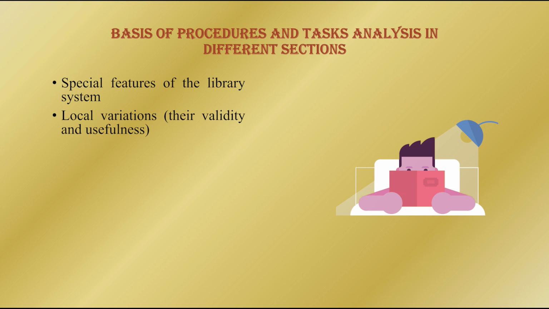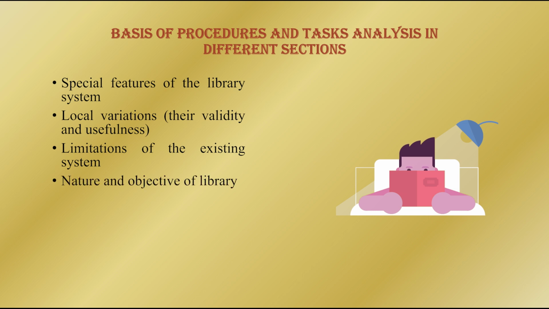Then local variation, because every library has a different collection; some may have old books, some may have huge collections, rare collections. So how can those kinds of things be handled? Then their validity and usefulness. The limitations of the existing systems: if you already have systems, what are their limitations, or for whatever systems you want to procure, what are their limitations? You should know that beforehand.